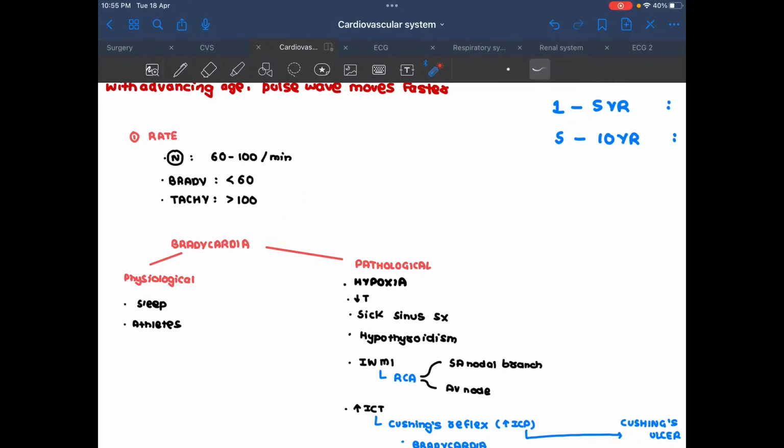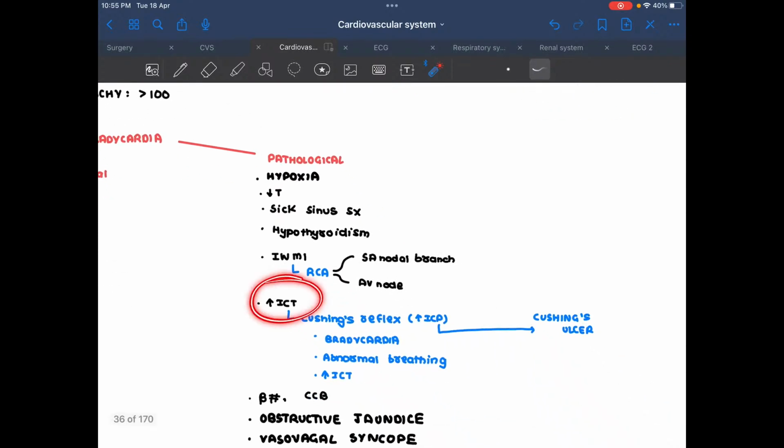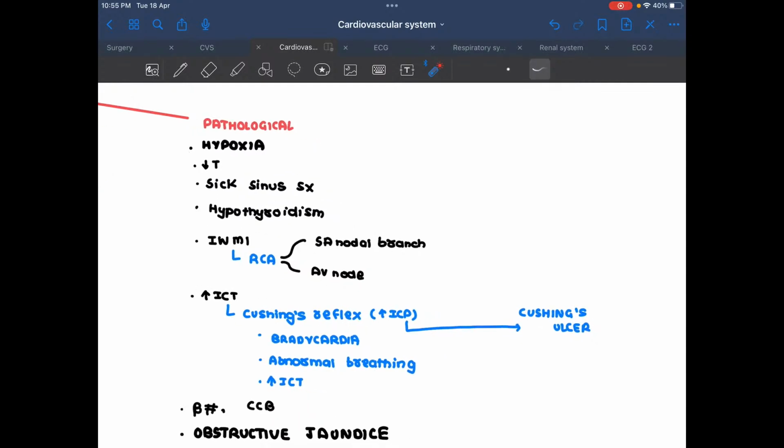So in inferior wall MI, when you discuss ECG sections, one of the indicators is bradycardia. Okay? And we can see an increase in ICT. This increase in ICT is known as the Cushing's reflex. Whenever we see an increase in intracranial pressure, we see some mechanisms by which we modulate the cerebral perfusion pressure. As we all know, cerebral perfusion pressure is the mean arterial pressure minus your ICP.